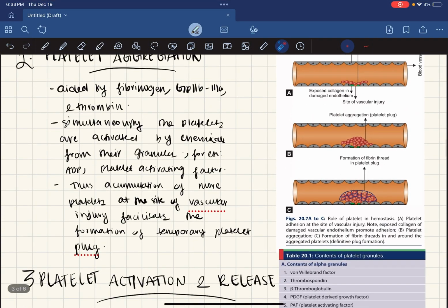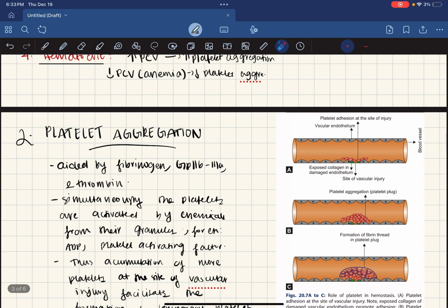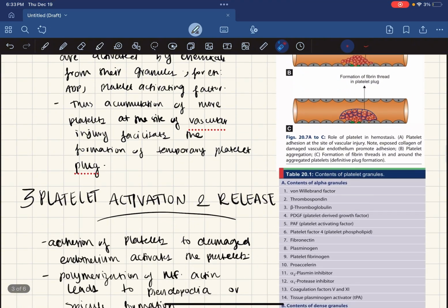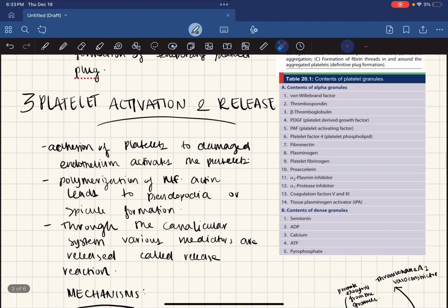Now the platelets are activated by chemicals from their granules, for example ADP, platelet activating factor, etc. And thus the accumulation of more platelets at the site of the vascular injury facilitates the formation of the temporary hemostatic plug. So along with this platelet aggregation that was facilitated by fibrinogen, glycoprotein 2b3a and thrombin, we'll obviously need the next step also to happen, that is the platelet activation and the release of the contents from the platelet granules.